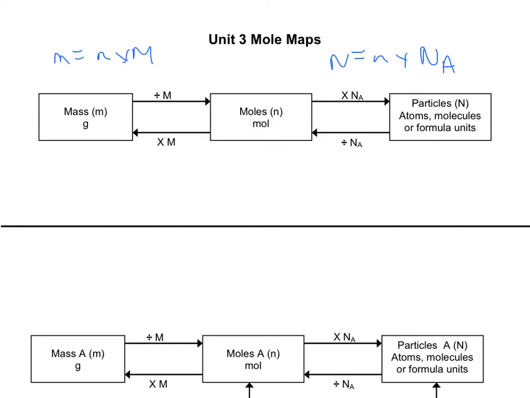The only thing it doesn't show is how to convert from one type of particle to another. Notice that all three types of particles are in the same box. So if you want to switch from molecules to atoms or formula units to ions, you would need to use the times want over have in order to change one particle into another.